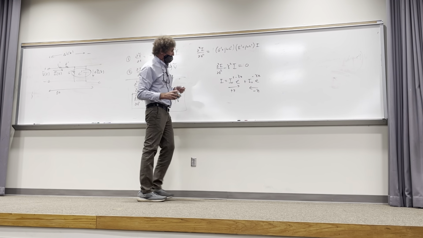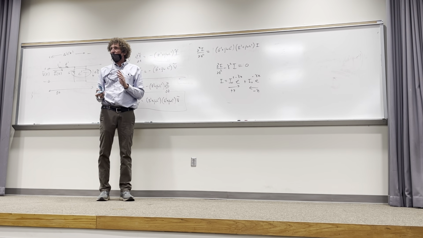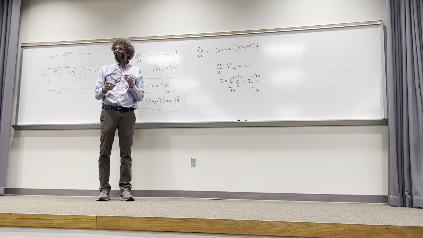Both the current and the voltage are linked to each other. The value of one gives rise to the value of the other and vice versa. I'm going to show you the linkage. It's done by something called the characteristic impedance of the line.